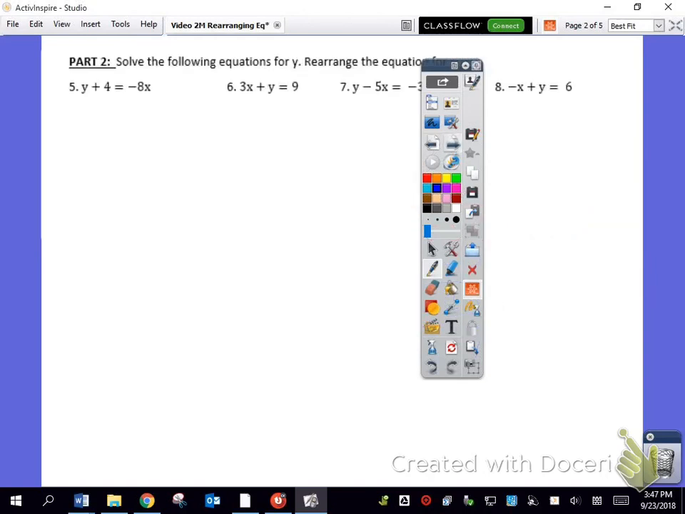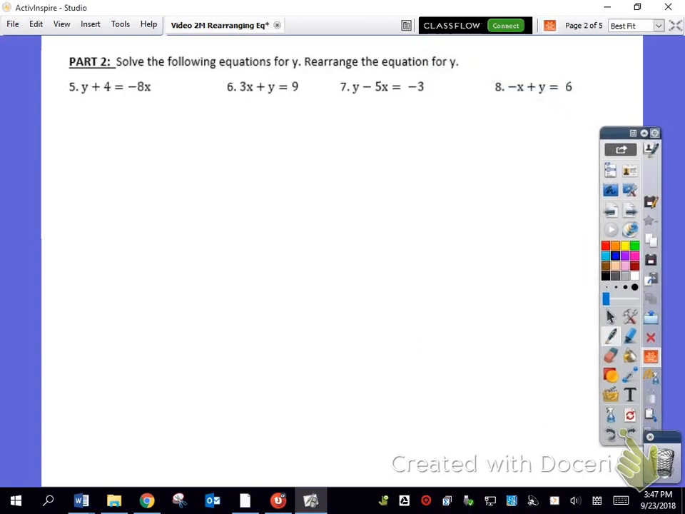Number 2, so we're going to rearrange for Y. So that's the same thing. The opposite of adding 4 is to subtract 4. So Y equals negative 8x minus 4, and you're done, because Y is by itself. On number 6, the opposite of adding 3x is to subtract 3x. So Y equals 9 minus 3x.